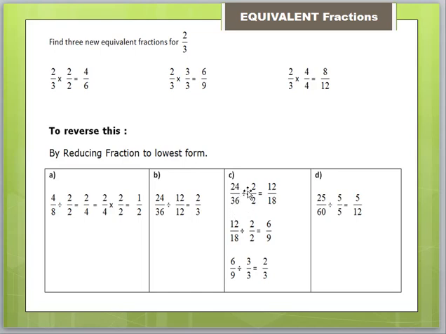For example, 24 upon 36 divided by 2 upon 2. So 2 12s are 24, 2 18s are 36. So now you got 12 upon 18. But this can be further divided because 12 and 18 also come in the 2 table, even in the 3 table and in the 6 table, right? So 12 upon 18 can be divided by any number you know, suppose 3 or 6 if you want to use. So I'm going stepwise.